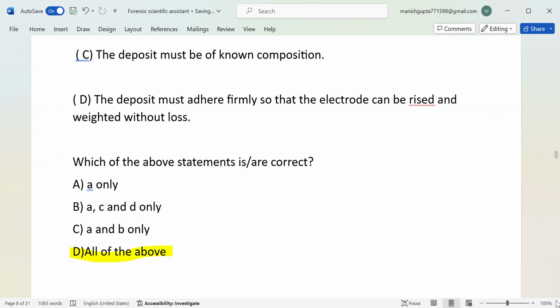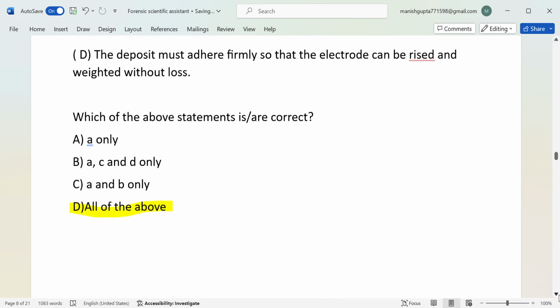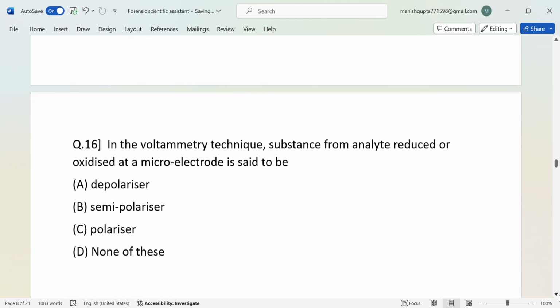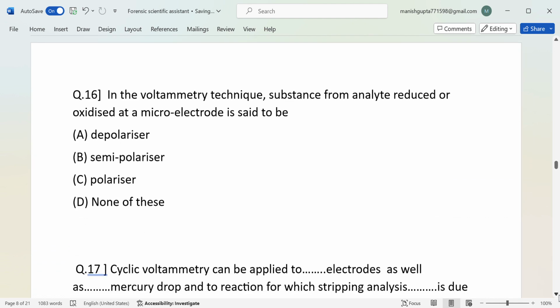Now we are going to see question number 16. In the voltammetric techniques, a substance from the analyte that reduces or oxidizes at a microelectrode is said to be: option number 1, depolarized; option B, semipolarized; option C, polarized; option D, none of the above. Option number A is correct, depolarized.